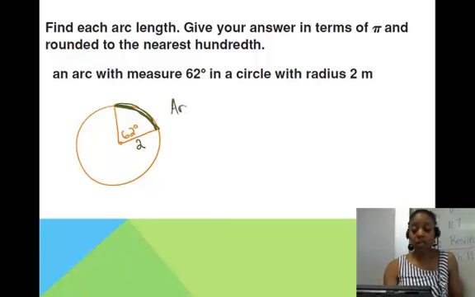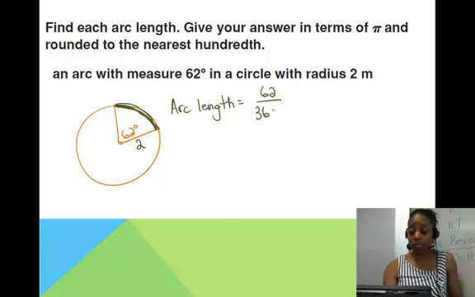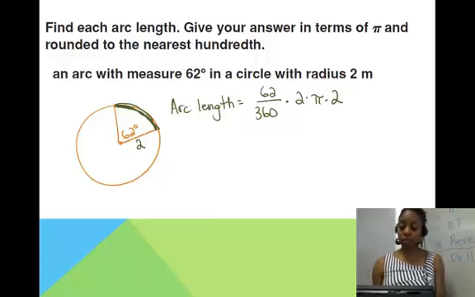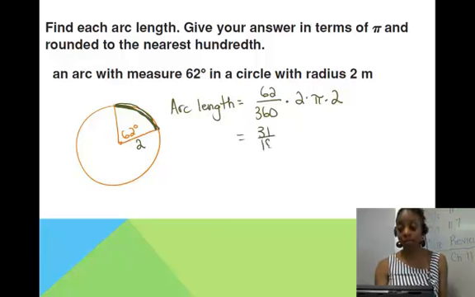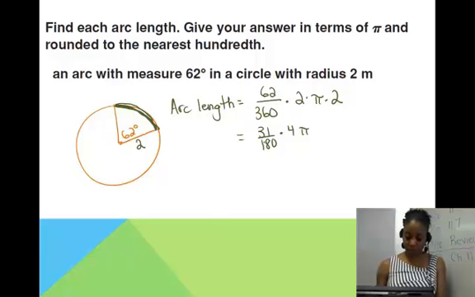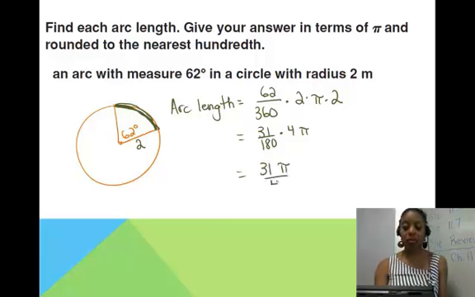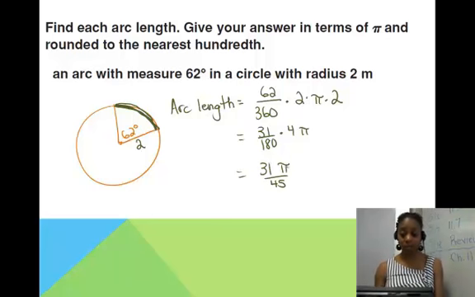So the arc length is going to be 62 out of 360 times 2 times pi times 2. So we can reduce things here. Half of 62 is 31, so we would have 31 out of 180 times 4 pi. I know 4 goes into 180. 180 divided by 4 is 45. So we have 31 pi over 45. So that's one way we can write our answer.